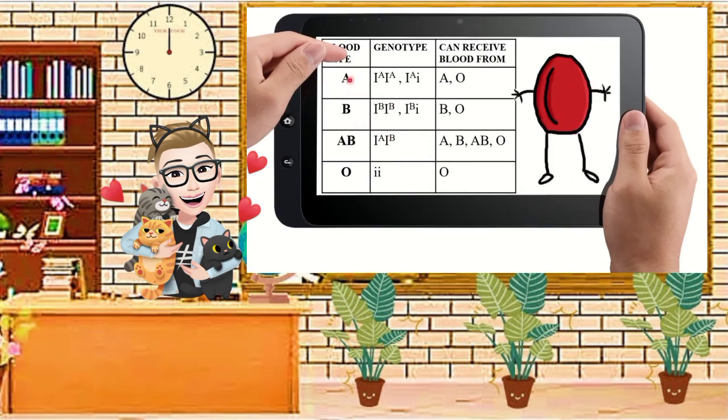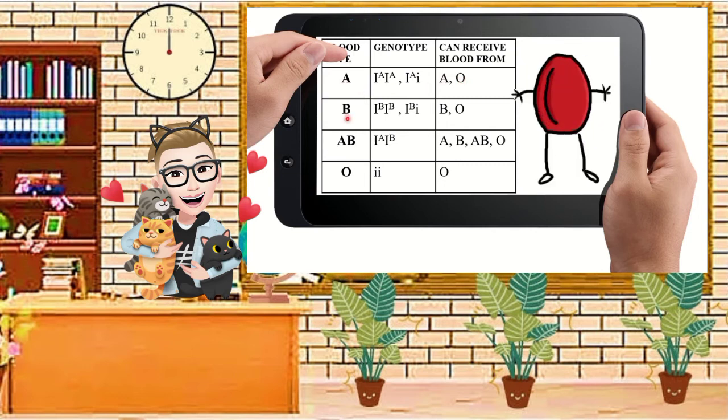Alright, next, let's look at the different genotypes of the different blood types. Let's start with blood type A. As you can see, blood type A has 2 different genotypes. The first one is I^A I^A. The other one is I^A i. And blood type A can receive blood from blood type A and blood type O.